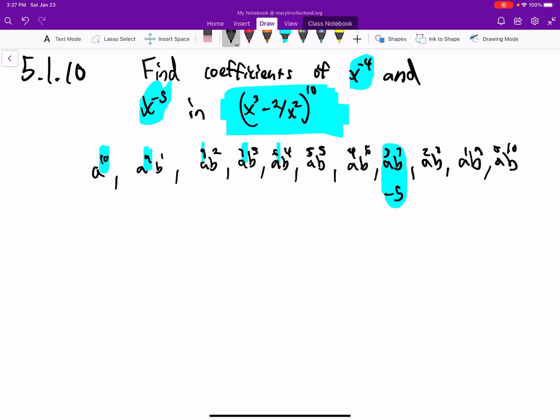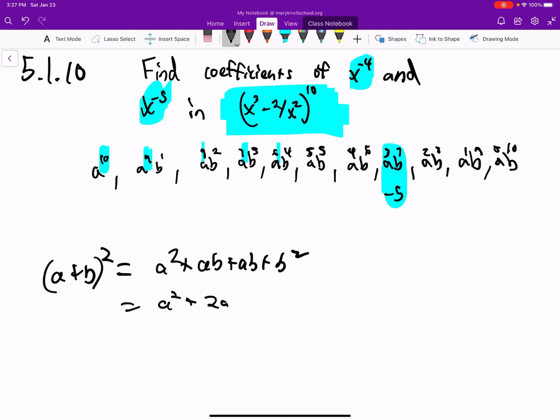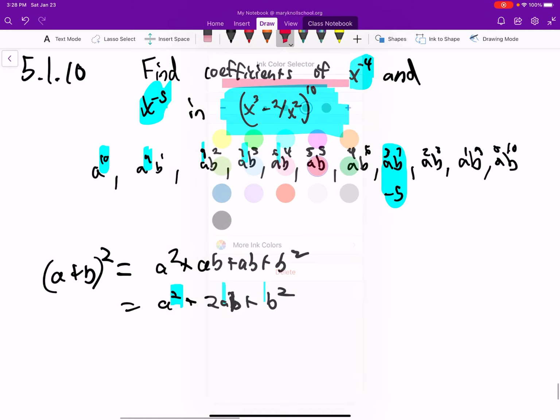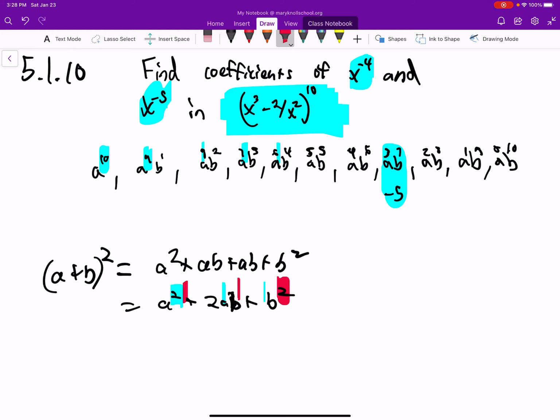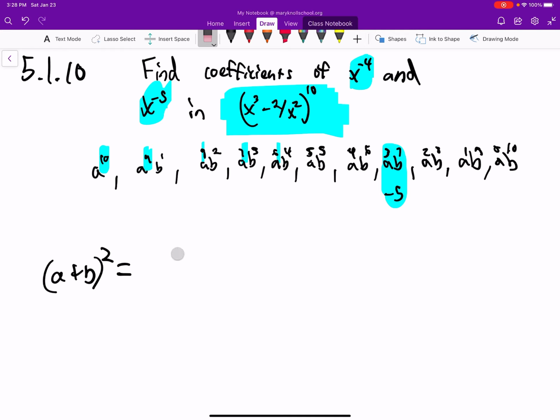Just like if we were to have a smaller one, like (a + b) squared, that's going to be a squared plus 2ab plus b squared. Notice that the a's go 2 to the power of 1 to the power of 0, and then the b's go down this way, 2 to the power of 1 to the power of 0. So the same thing happens here. It's just that we have a longer list to the 10th power.